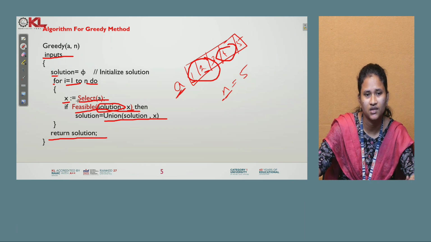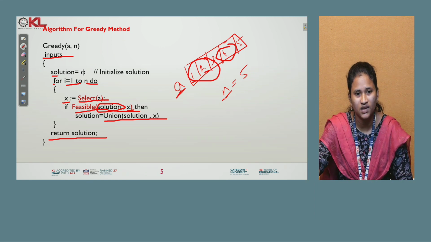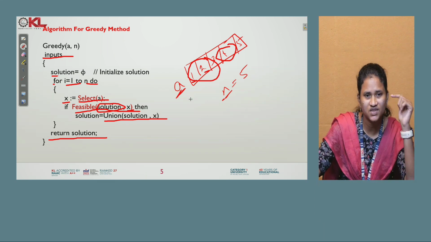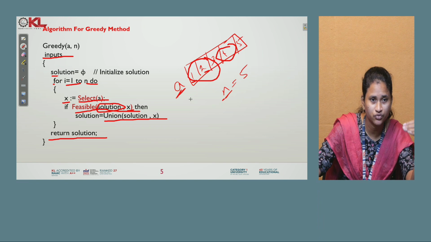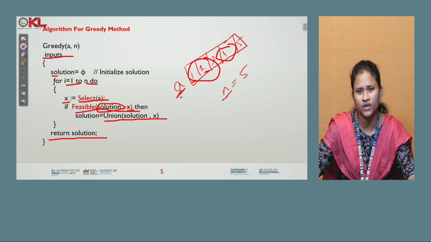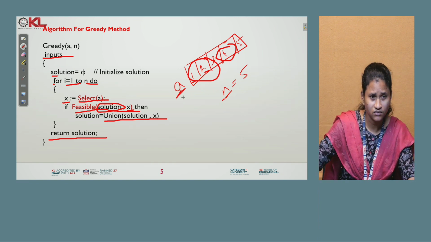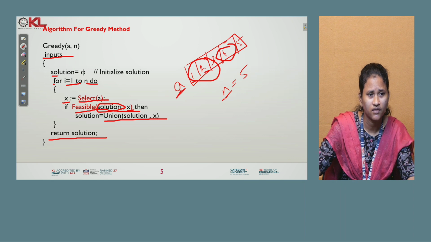Among that solution set, that means among the feasible solutions, we have to identify the optimization solution. This is the general method, the general algorithm to follow for the greedy method. So this is the algorithm we have to show. I will erase all this and we will go to the next slide.